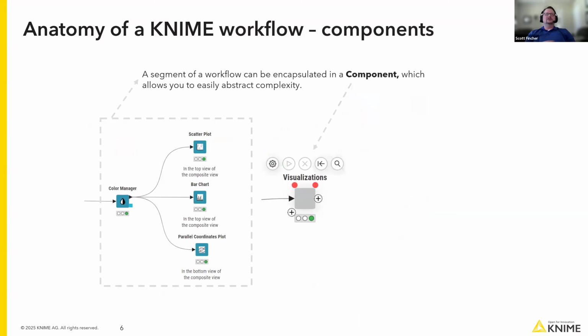Now, something else that we'll see in the demo is something called a component. What's a component? Well, it's this little gray box in the middle of the screen, and it actually consists of several nodes. We can take a group of nodes and collapse them down into a component. Why would we want to do that? Well, for one thing, it makes our workflows less visually complex. We can abstract the complexity away in places where that makes sense.